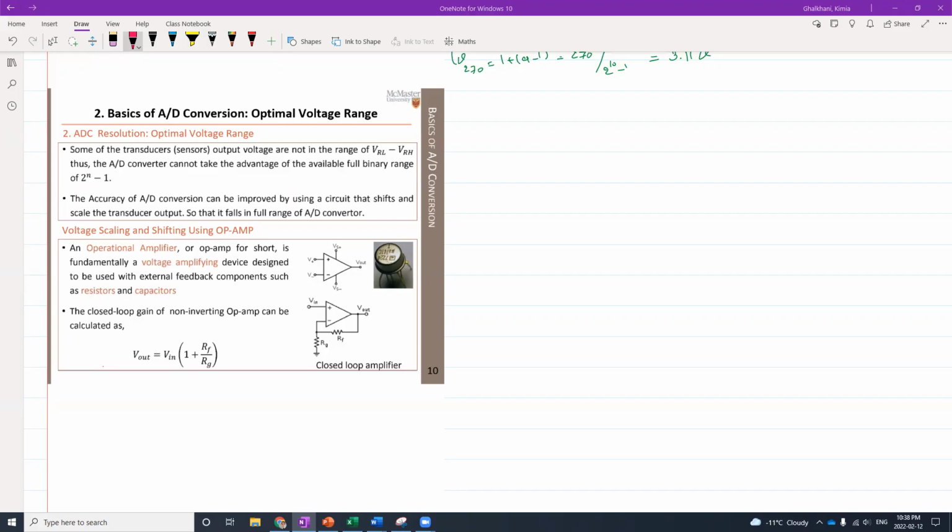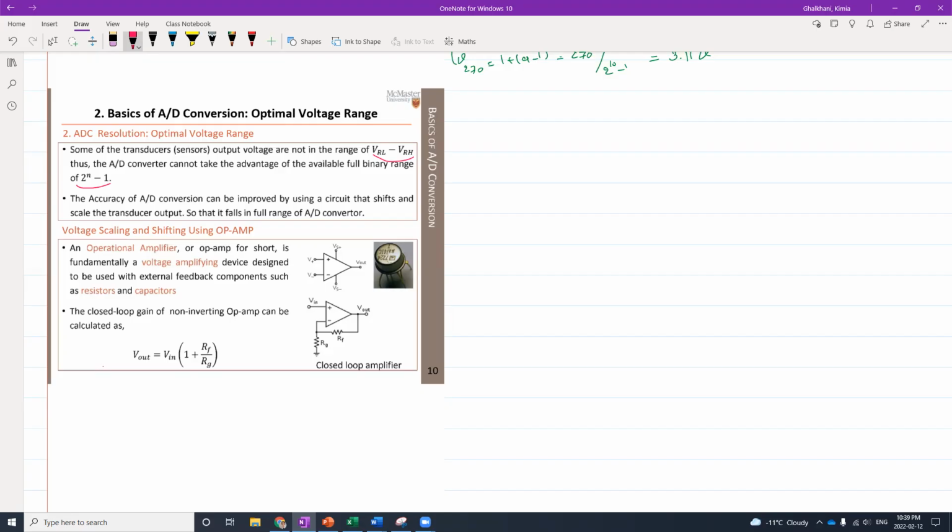Some of the sensors' output voltages are not in the range of VRL to VRH, which means we need to use a circuit that shifts and scales the transducer output to improve the accuracy of the A to D conversion. Then it falls in the full range of the A to D conversion, that is 2 to the power of n minus 1. This is how we can compensate that voltage.